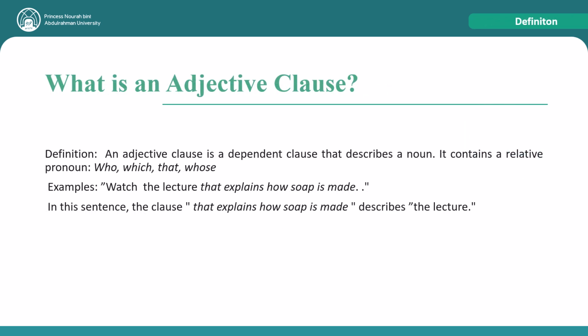What is an adjective clause? By definition, an adjective clause is a dependent clause that describes a noun, and it contains a relative pronoun, such as who, which, that, or whose. For example, watch the lecture that explains how soap is made. In this sentence, the clause that explains how soap is made describes the lecture. So, this is our adjective clause.